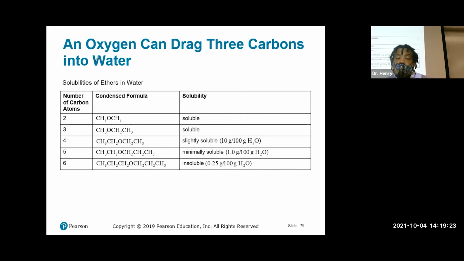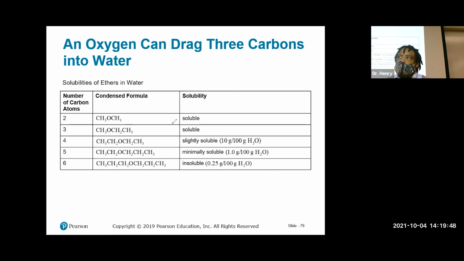So the oxygen here basically can drag these guys into water. In this case, this guy is called what again? An ether? What type of ether? It's diethyl ether. Okay, is it diethyl or dimethyl? Dimethyl. Okay, so this guy's dimethyl ether.